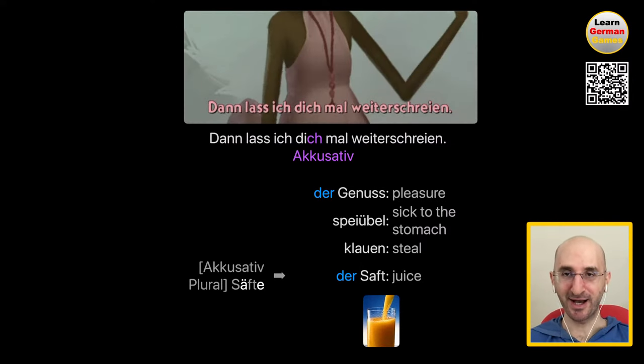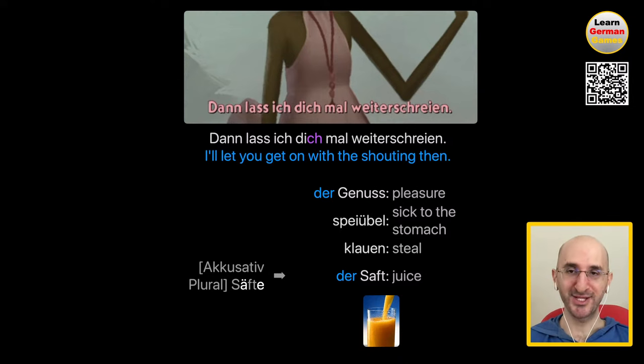Dann lass ich dich mal weiter schreien. I'll let you get on with the shouting then. Or continue shouting. In German, generally, if you want to say you're continuing to do something, you add the prefix weiter to the verb. If you want to continue screaming, weiter schreien. Continue playing, weiter spielen. If you don't want to talk about something specific, you can just say weiter machen.